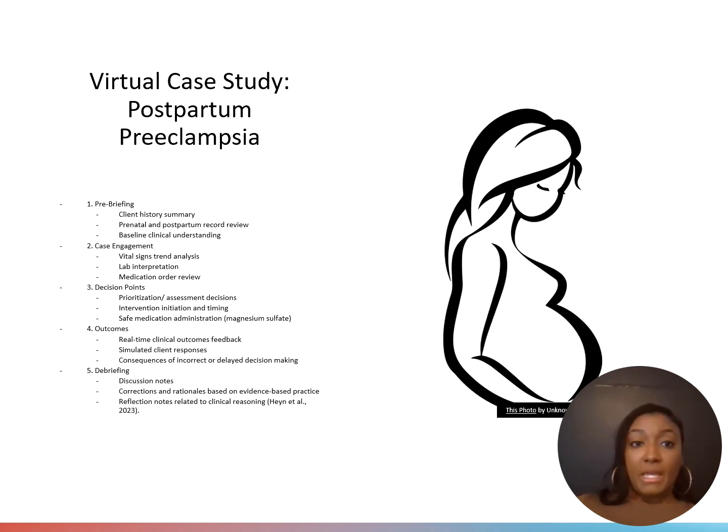Once those decisions are made, then we would shift into an outcome assessment where the students would see real-time consequences of their decisions. So, for instance, if they delayed administration of magnesium sulfate, they may have an instance where the patient outcome involves that patient going into seizures. And this would give the opportunity to highlight any care impact based on those decisions. Following this, we would shift into our debriefing, where a facilitator-led debrief links clinical choices that students made to evidence-based guidelines. And this would encourage reflection and reinforcement of learning.